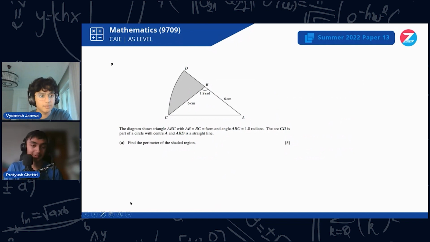Okay, I will do this question. The diagram shows triangle ABC with these sides equal in length, and the angle is given. The arc CD is part of a circle with center A, and ABD is a straight line, well, implied. So find the perimeter of the shaded region. One of the lines is already given, 6. So what we need to find is D to B and its arc length here. How are we going to do that? First, I want to find this side because that's going to be the radius of the circle.